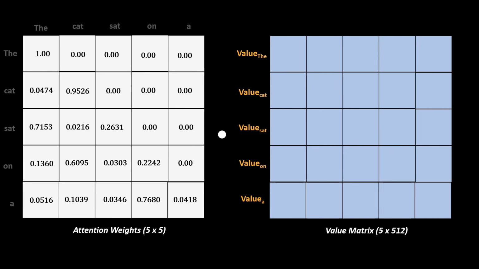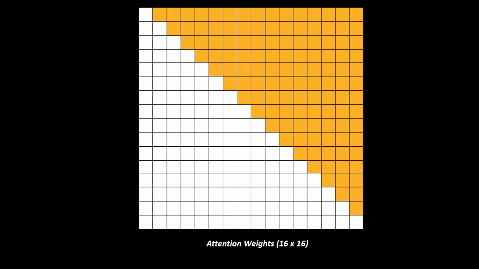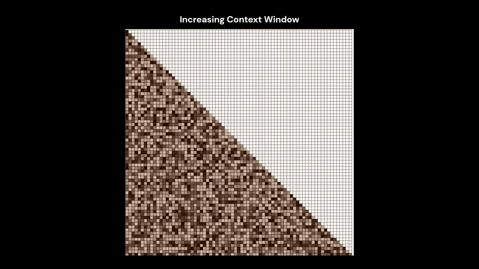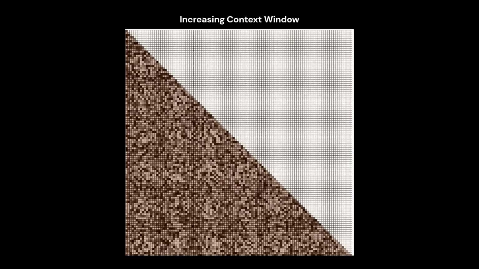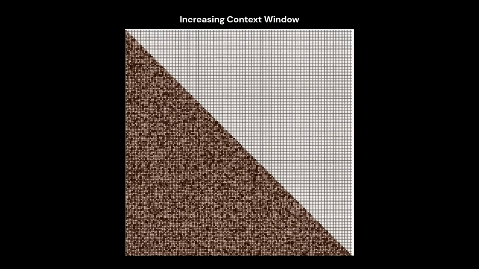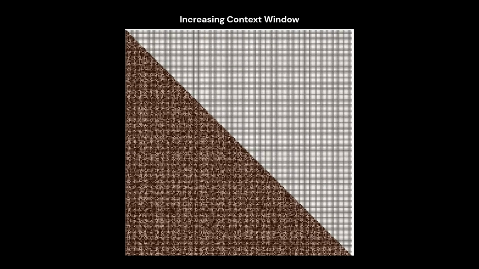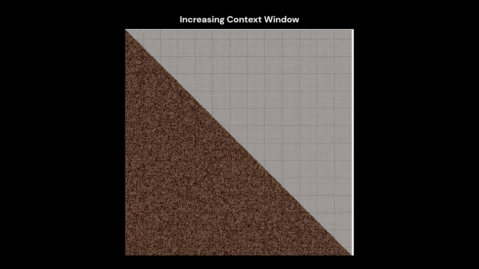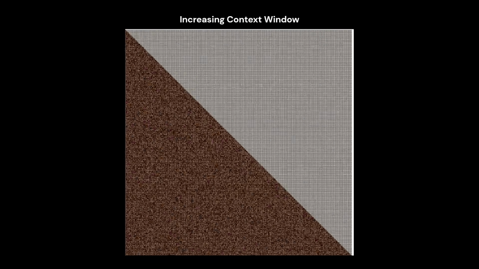After this, the process remains the same. We use the attention weights to compute a weighted sum of the value vectors, giving us the final contextual embeddings. For a sequence of n tokens, the attention matrix is n times n, so doubling the context size results in 4 times more attention scores. As the context size increases, the attention weight matrix grows quadratically in size, meaning the number of attention scores that need to be computed and stored increases rapidly. This leads to higher memory usage and computational cost, making it challenging to scale transformers to very long sequences efficiently.